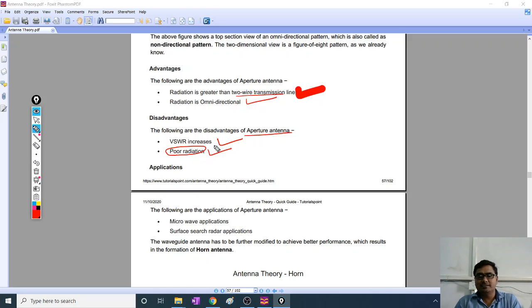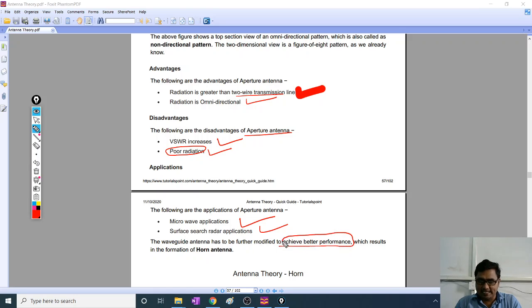I told you about limited and specific applications, microwave and surface wave radars. Those are basic applications. So I hope you have studied that radar topic in the 5th or 6th chapter. Look at this. Now the waveguide antenna has to be further modified to achieve better performance.